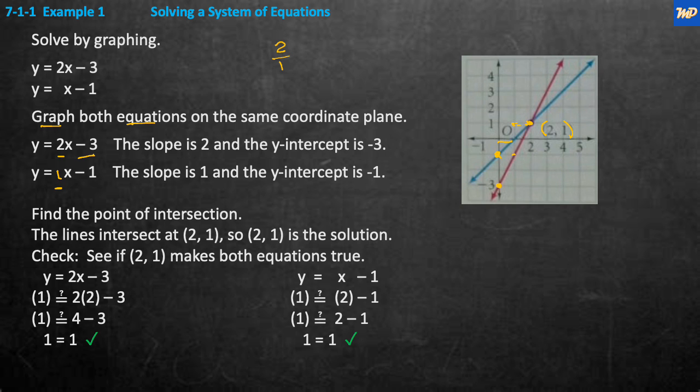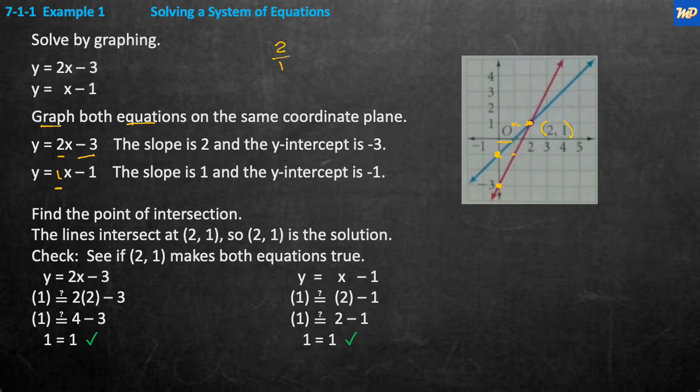So let's take a look at what they say. Find the point of intersection. You did that. It's 2, comma 1. Check and see if 2, comma 1 makes both equations true. Now this is it. You're going to find out what it means to make them the same, to answer both. Both have to be true at this point.